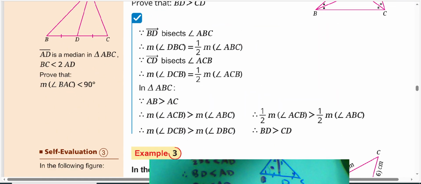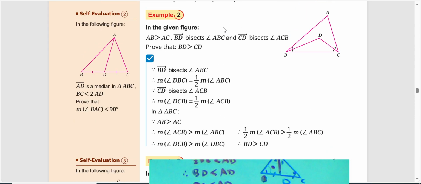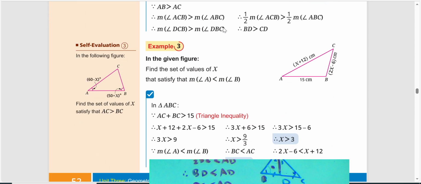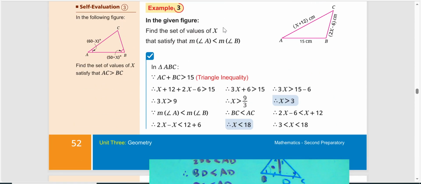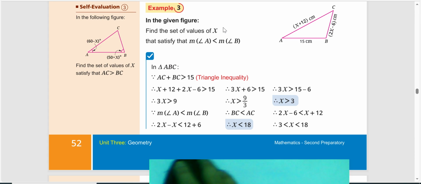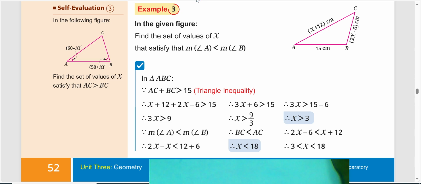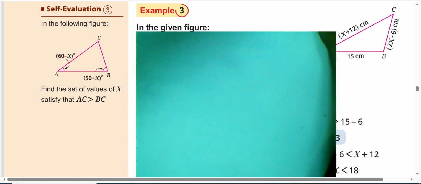You can read this example also. And in question number 3, we have a relation between two sides in a triangle. We know the sum of any two sides in a triangle is greater than the third. You can read this example, okay? And you will solve question number 3 as self-evaluation here.